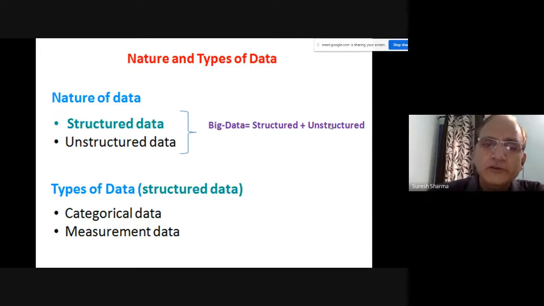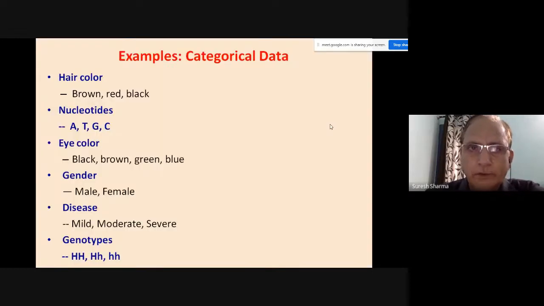So hopefully the terminology about structured data and unstructured data, and, if you are dealing with structured data, what you mean by categorical data and measurement data, is clear to you. Okay, let's look at examples of categorical data. These are examples of categorical data.